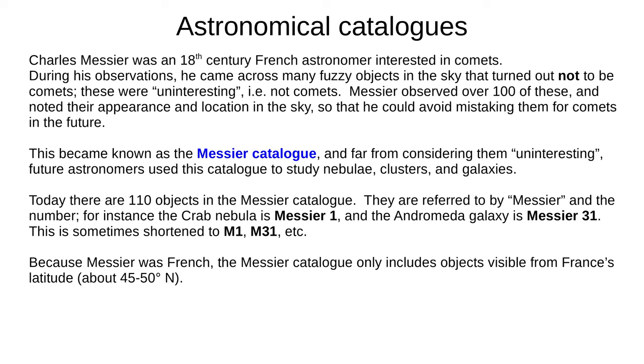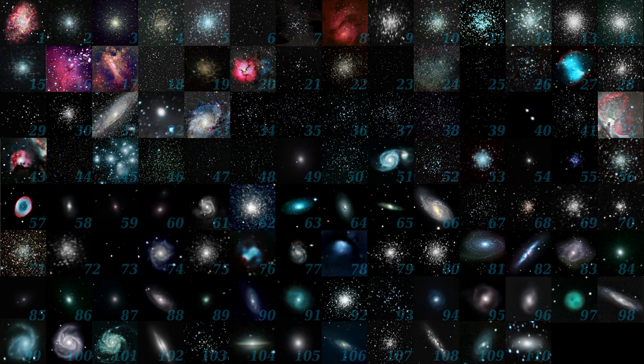Messier included 103 objects, and seven more were added later. They are referred to as Messier, followed by their number. The Andromeda galaxy, for example, is Messier 31. This is sometimes shortened to M plus the number, M31. Messier was French, so the Messier catalogue only includes objects visible from France, about 45 to 50 degrees north. Here you can see photos of all 110 Messier objects.